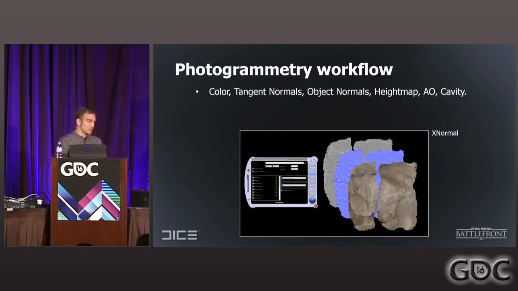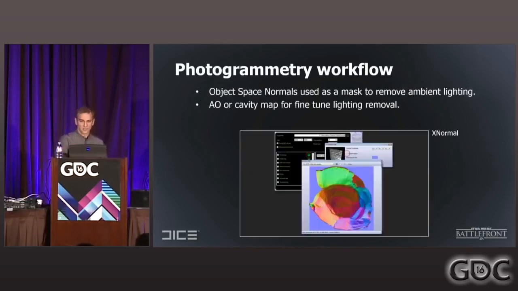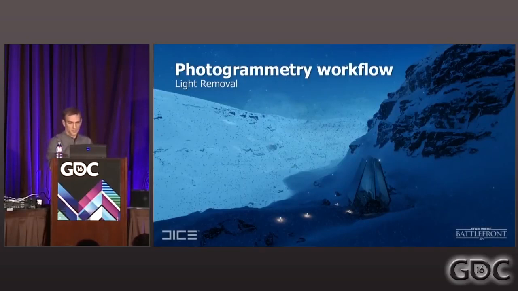Within XNormal, we would generate our base maps, so color, tangent normal, object normal, height map, AO, cavity, just your standard maps. And one of the maps we would generate is the object space normal map, which we would use to remove ambient lighting and in some cases cast shadows. There are other techniques for doing this, but we were quite pleased with how this worked.